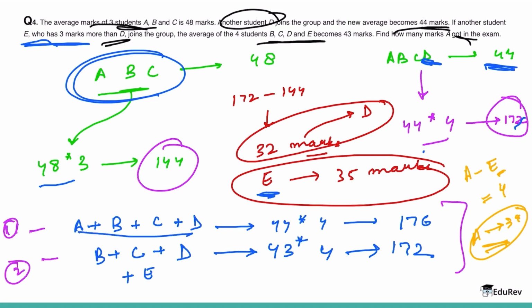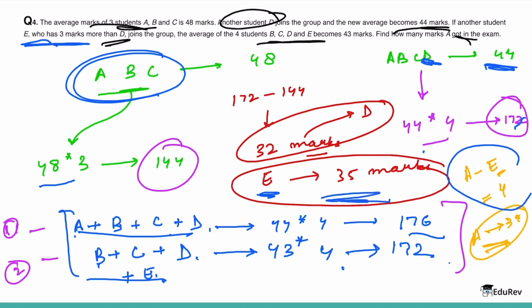Now I know these two equations, that A, B, C and D when added the total marks is 176, and B, C, D and E when added the total marks is 172. When I subtracted these two equations, I got A minus E is nothing but 4. Now I know E's marks is 35. So A's marks is going to be what? 39. This was pretty simple.